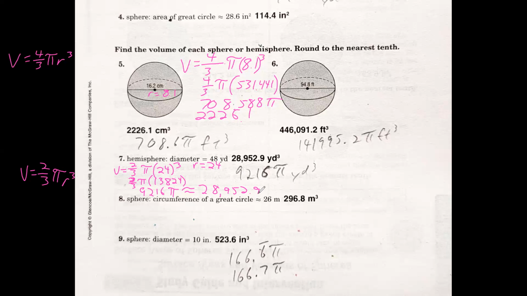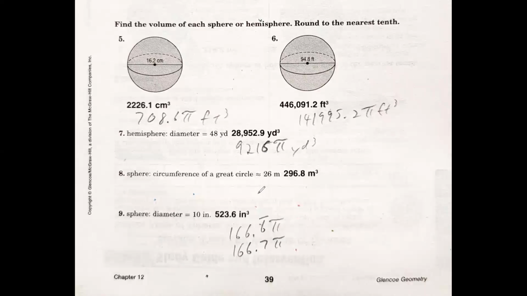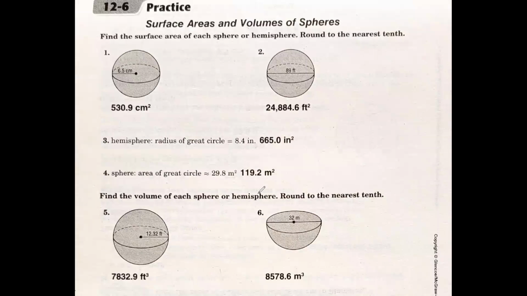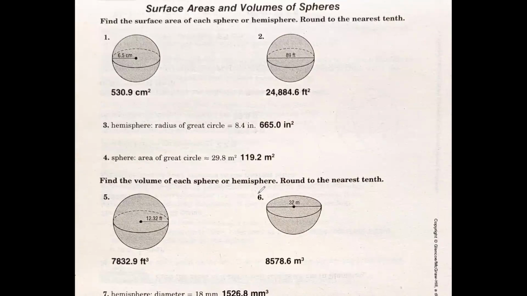Let's go ahead and go on to the other side. All right, on this side, again, reading them off, I did not put terms of pi on these. Again, if you need me to go to any of them, I can do that in just a minute. So number 1, correct answer there, 530.9 centimeters squared. Number 2, 24,884.6 feet squared. Number 3, that was 665 inches squared. 4 was 119.2 meters squared.